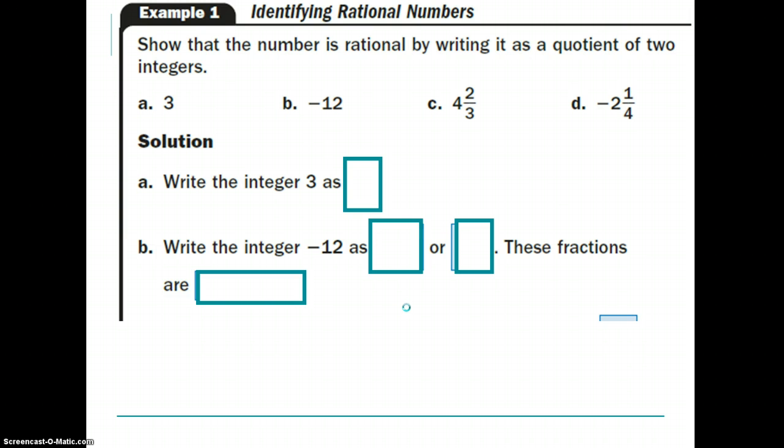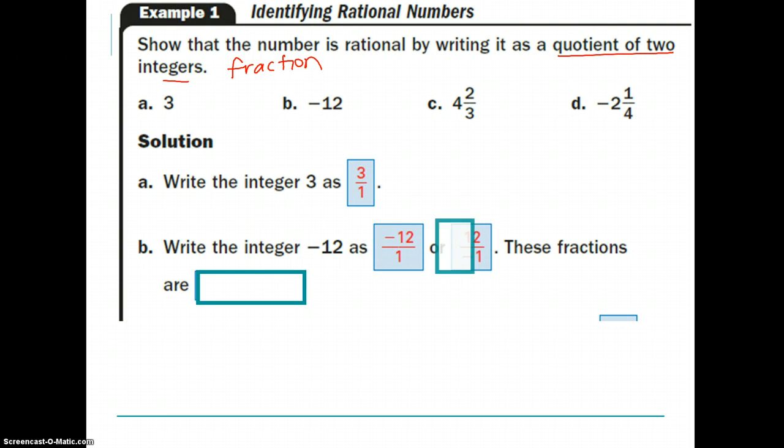Show that the number is rational by writing it as a quotient of two integers. What that means is I want you to write it as a fraction. Well, the integer 3 can be written as a fraction, 3 over 1. The integer negative 12 can be written as negative 12 over 1. Or you can put the negative on the outside or with the denominator, as long as there's only one negative. These are the same thing. That's what equivalent means.